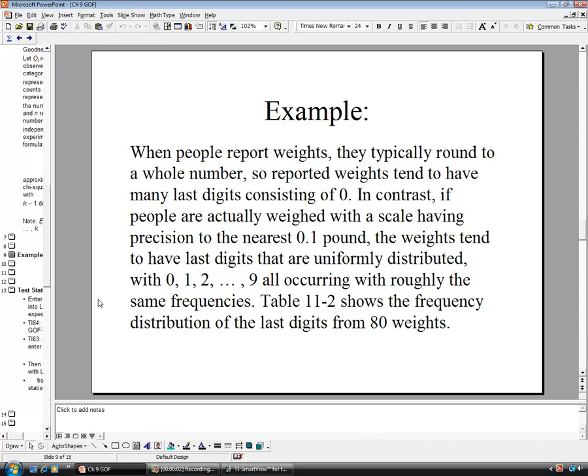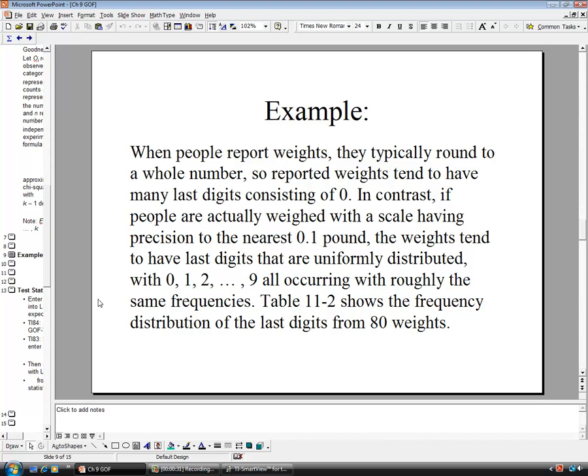Now, this is an example of what we would deal with, different categories and looking for different proportions. When people report weights, they typically round to a whole number, so reported weights tend to have many last digits consisting of 0. You ask somebody how much they weigh, they say they weigh 170. They don't say that they weigh 171, things along those lines. Regardless of what they actually weigh, they tend to round it to a 5 or a 10 or something like that.